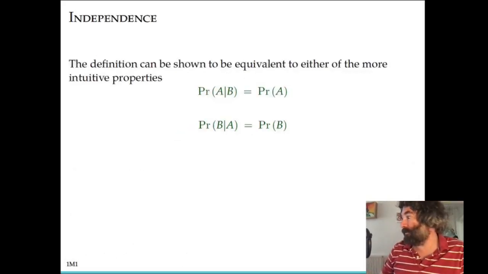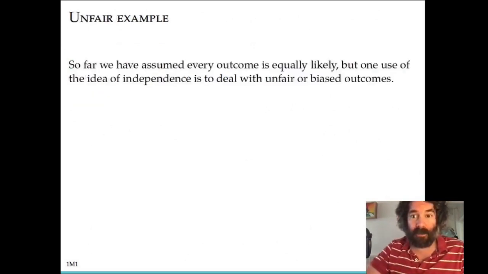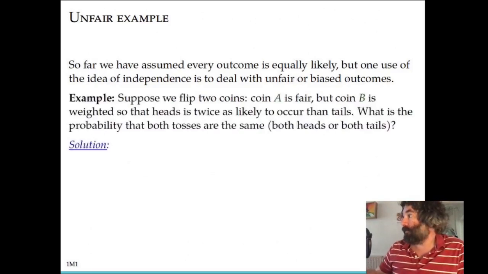And we'll look at a few more examples of this conditional probability and independence by considering some experiments where not all of the outcomes are equally likely. So far we've considered examples where all the outcomes are equally likely. So the die is fair, there's an equal chance of rolling any number. Let's look at some examples where that's not true.